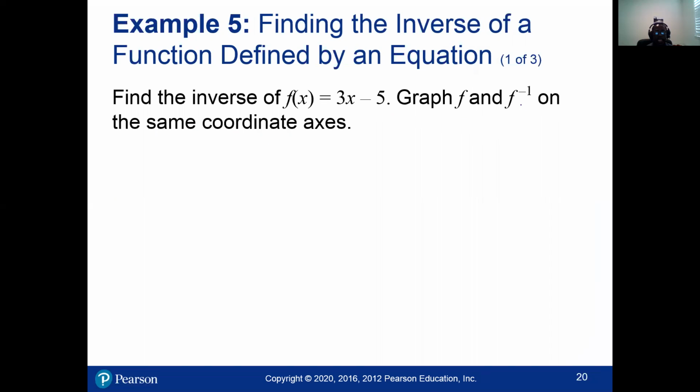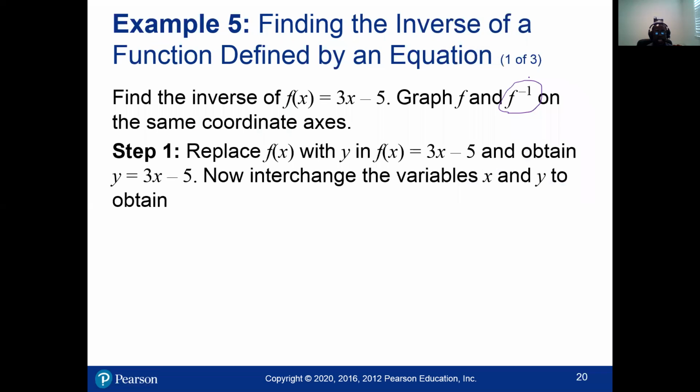So the question is that we need to first know what this function is. So step 1, we let y equal to f of x, which is 3x minus 5. So we obtain y is equal to 3x minus 5, and then we interchange the x and y. So this becomes x is equal to 3y minus 5.